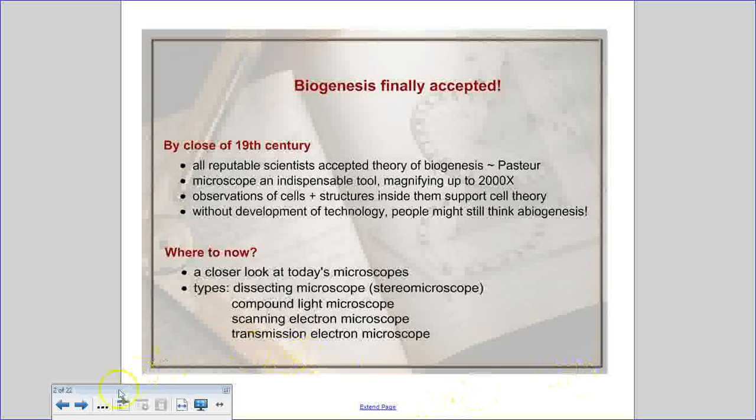So we move on to talk about different types of microscopes, today's microscopes, and we'll focus on the dissecting microscope, which is also known as the stereo microscope, the compound light microscope, which you're probably familiar with or remember from Miss Ramsey's class, and then two types of electron microscopes.